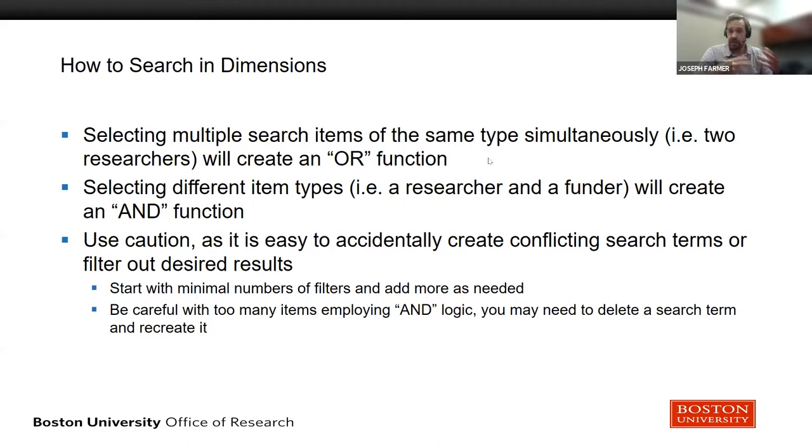The ability to do this with lots of item types is great. It lets you create very, very detailed searches, but it's also very, very easy, especially with an and search function, to accidentally cut out a lot of things. If you accidentally make it researcher A and researcher B instead of or, all of a sudden you're going to have a much, much smaller body of results. And that might be what you're after, but it's also very, very easy to accidentally put in some conflicting terms and then have no results, have two results, something like that.